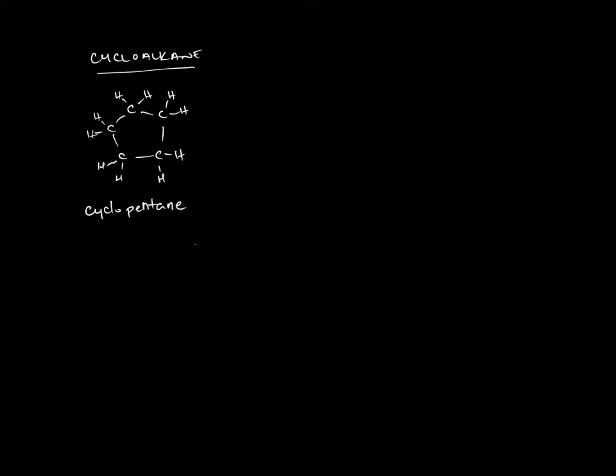There's not a great way to do a condensed formula for these. The condensed formula is officially CH2, CH2, CH2, CH2, CH2, and back attached to the original CH2. So it's not easy to type, and so these are kind of silly to do in terms of condensed formulas. But line angle structure is very simple. It would just look like a pentagon. So that would be a cycloalkane.